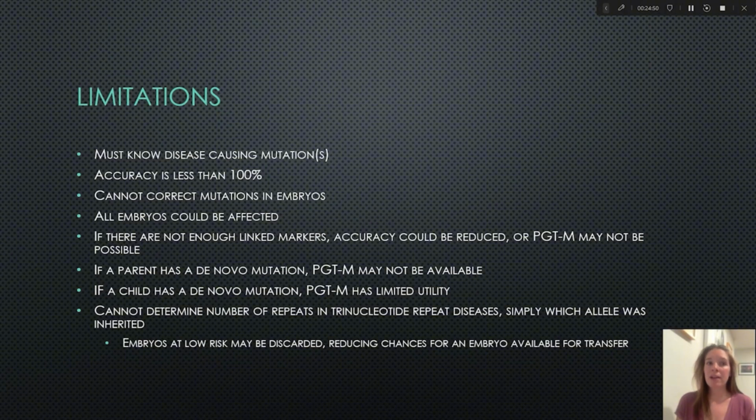Additionally, if a child has a de novo mutation, but a couple or a patient wishes to test for it, PGT-M may or may not be available. And even if it is available, it has limited utility because if a child does have a de novo mutation, the risk for that to occur again is probably very low. And then one more limitation that is specific to trinucleotide repeat diseases, for example, Fragile X syndrome, is that PGT-M cannot determine the number of repeats in an embryo sample. It can simply determine whether the embryo inherited the allele that is at risk for expansion or the allele that is not at risk for expansion.